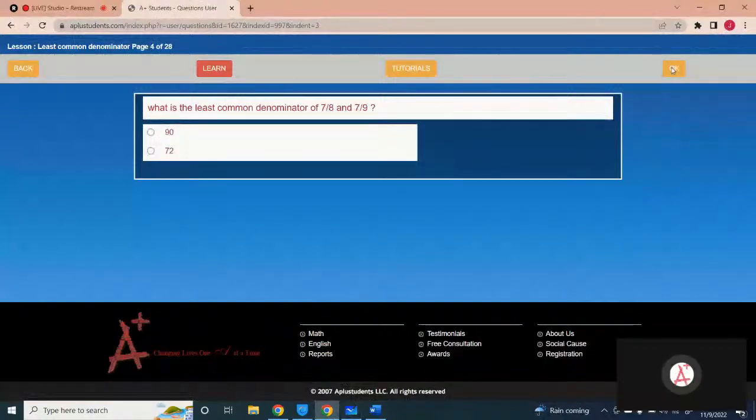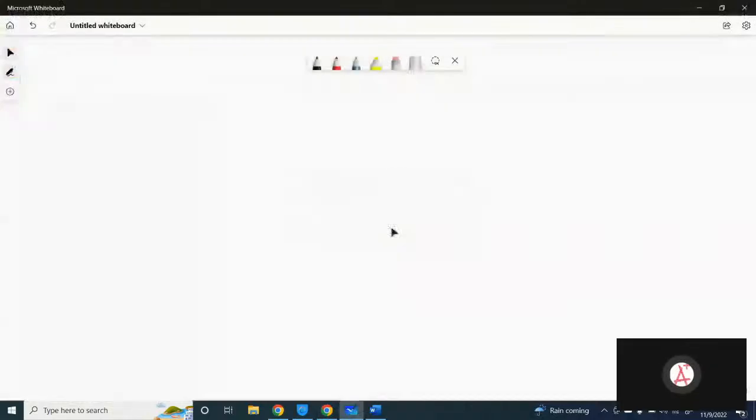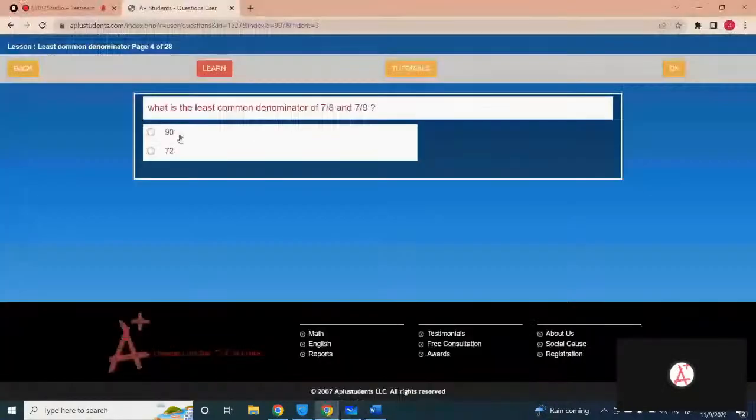What is the least common denominator of 7 over 8 and 7 over 9? Yes, very good. It is 30. Okay, what is the least common number for 7 over 8 and 7 over 9? It would be 72. Got it? You can write the multiples and see the common number is 72.